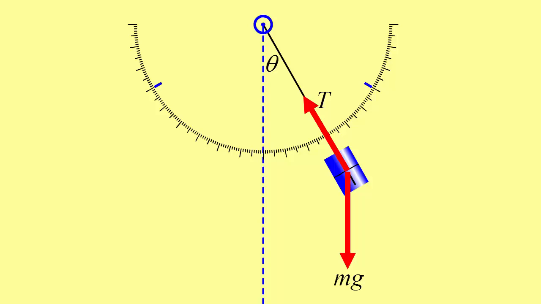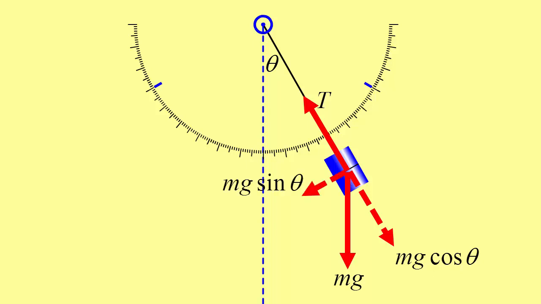Since the mass is at some angle with respect to the vertical, the component of gravity that is directed along the length of the cord is given by mg cos theta. Gravity will also have a component that is tangential to the arc of the oscillation, given by mg sin theta. It is this component of the gravitational force that causes the pendulum to swing, since it's the only force that acts in the direction of the swing.